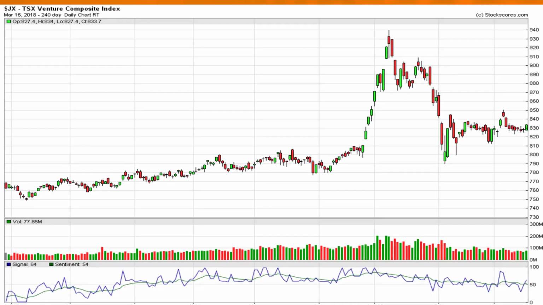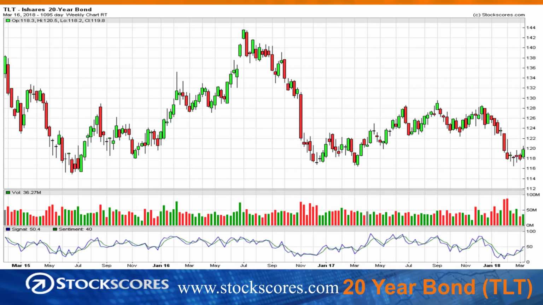On to the TSX Venture, which showed a little bit of life on Friday. Not much, but perhaps it will be able to break this downward trend line, which we're still below, but something to keep an eye on next week. We could see this group come alive again. They've been pretty quiet for the last couple of months.